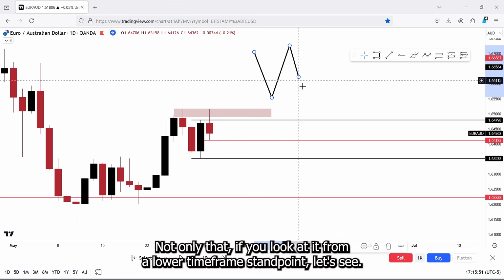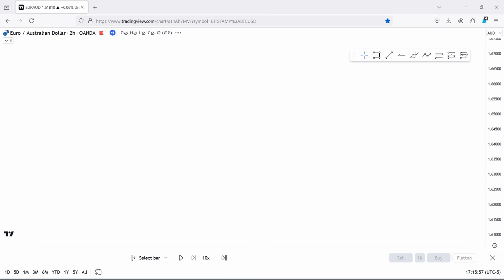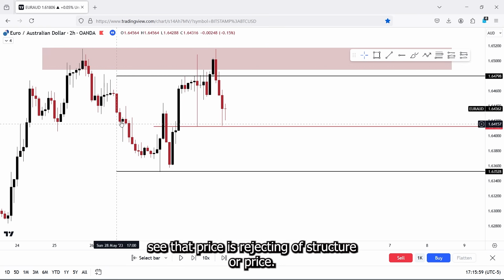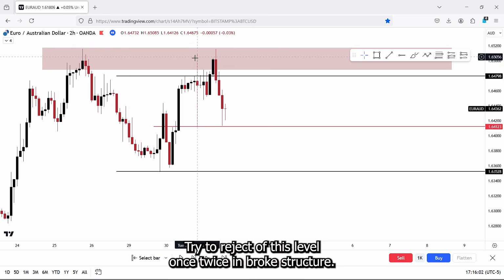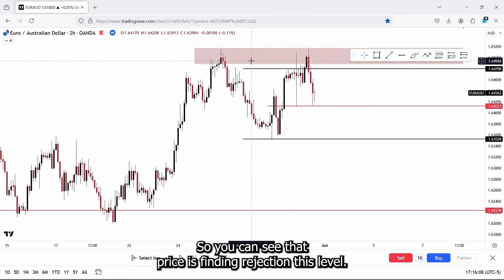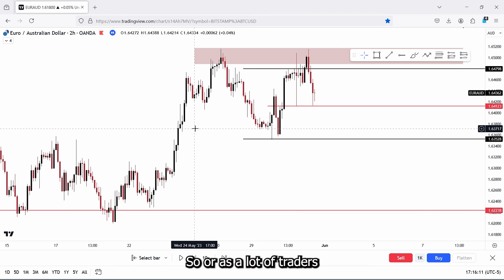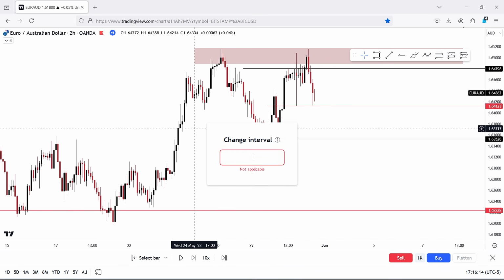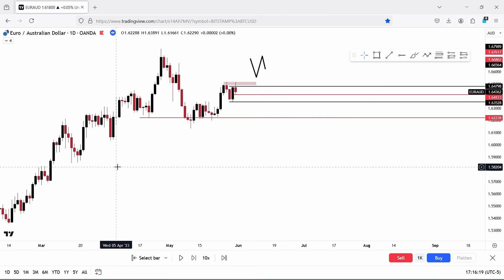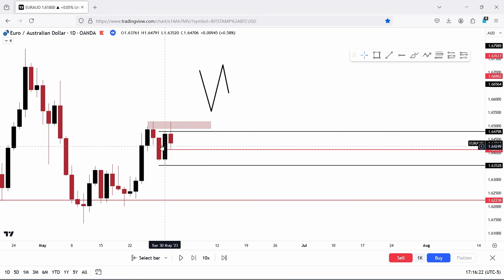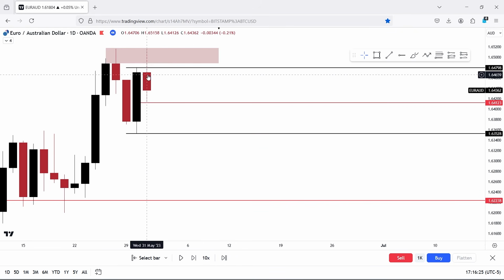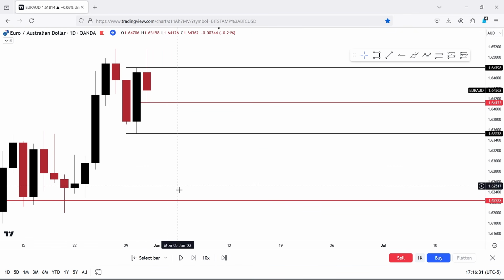Not only that, if you look at it from a lower time frame standpoint, let's say we go to the 2-hour, you can see that price is rejecting off structure. So price tried to reject off this level once, twice, and broke structure. So you can see that price is finding rejection at this level. A lot of traders wouldn't be looking at this situation as a bearish scenario, but as you've seen via context, we have a bearish order block pushing this entire motion down. Not only that, you have your immediate context right here. So these are the reasons for you to be looking for the next candle to be bearish.